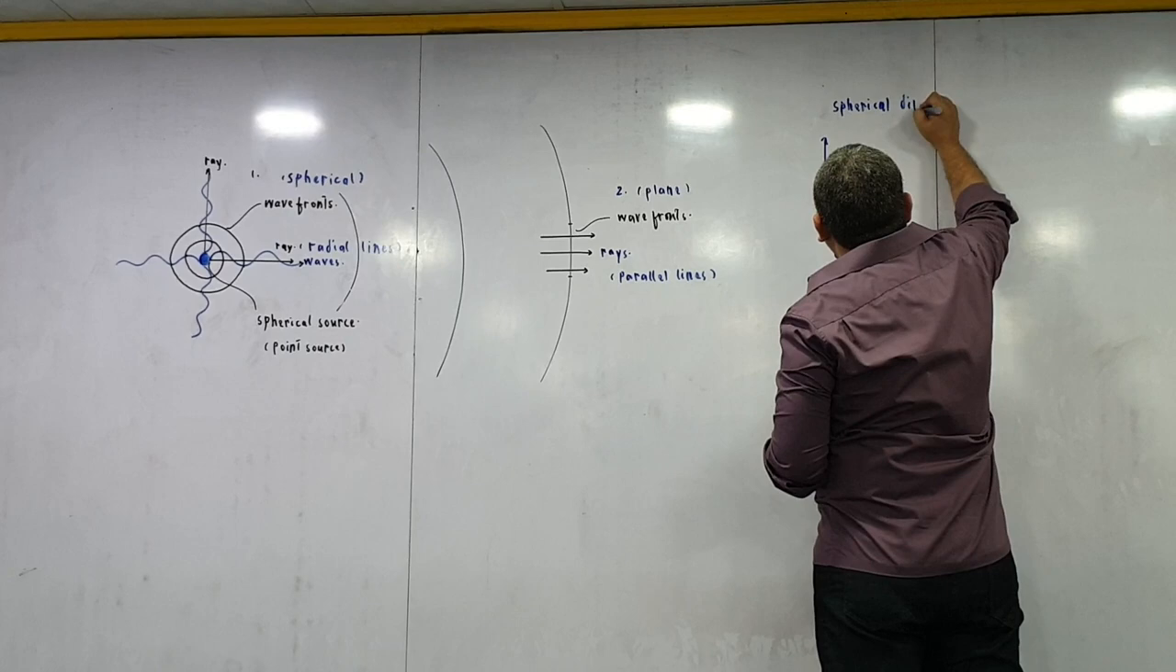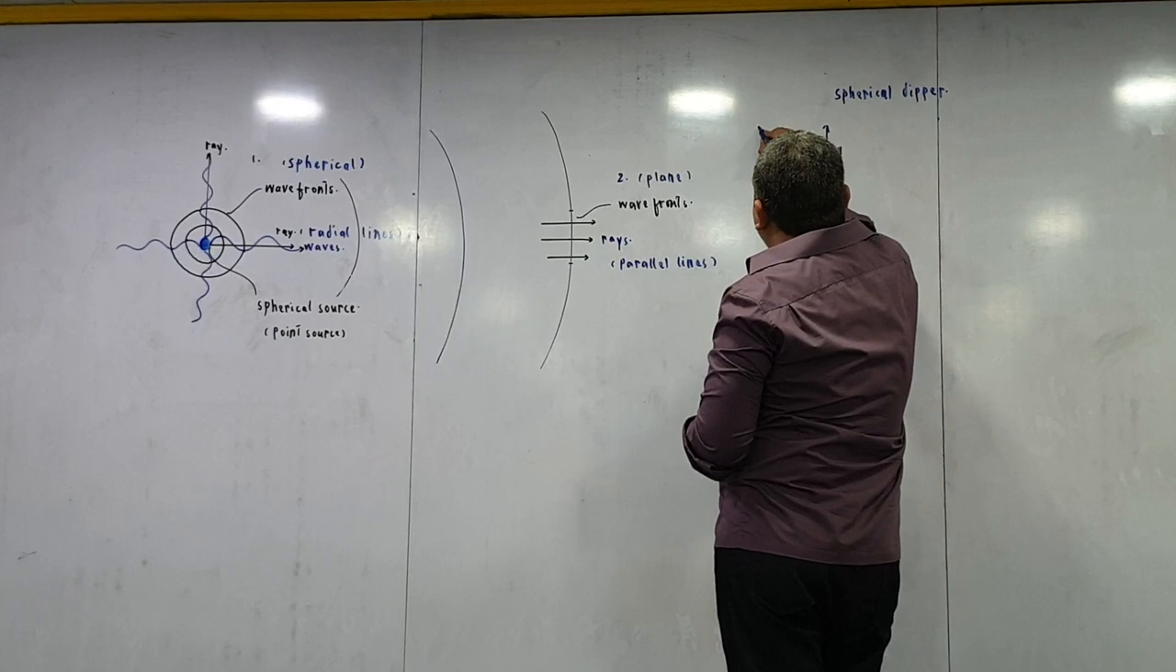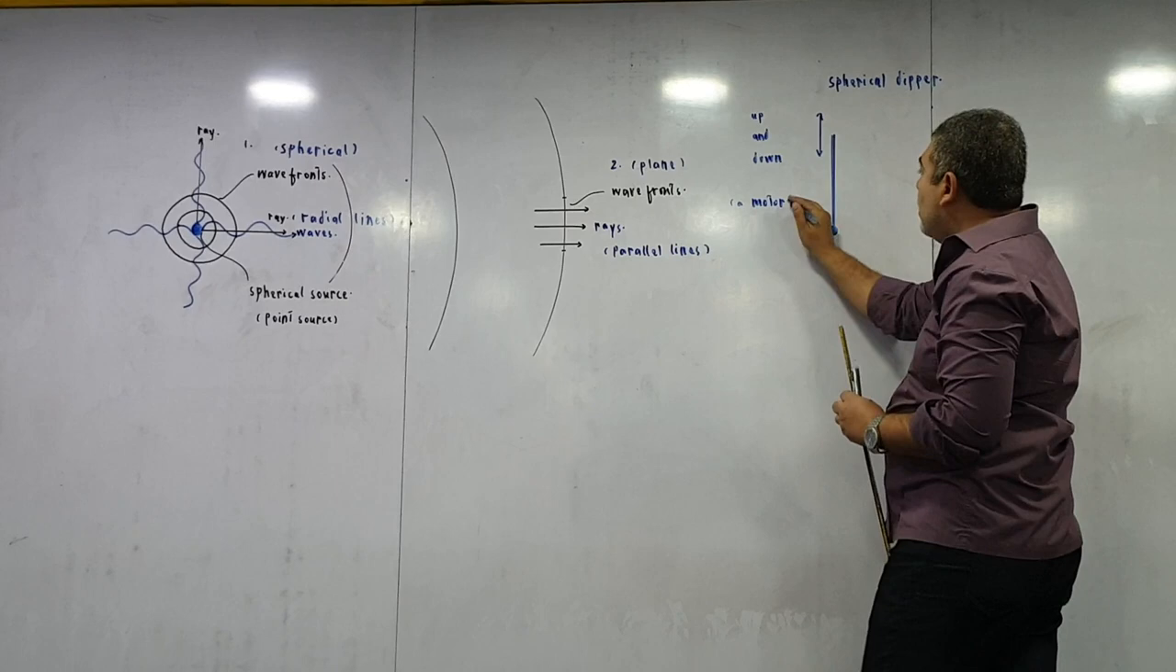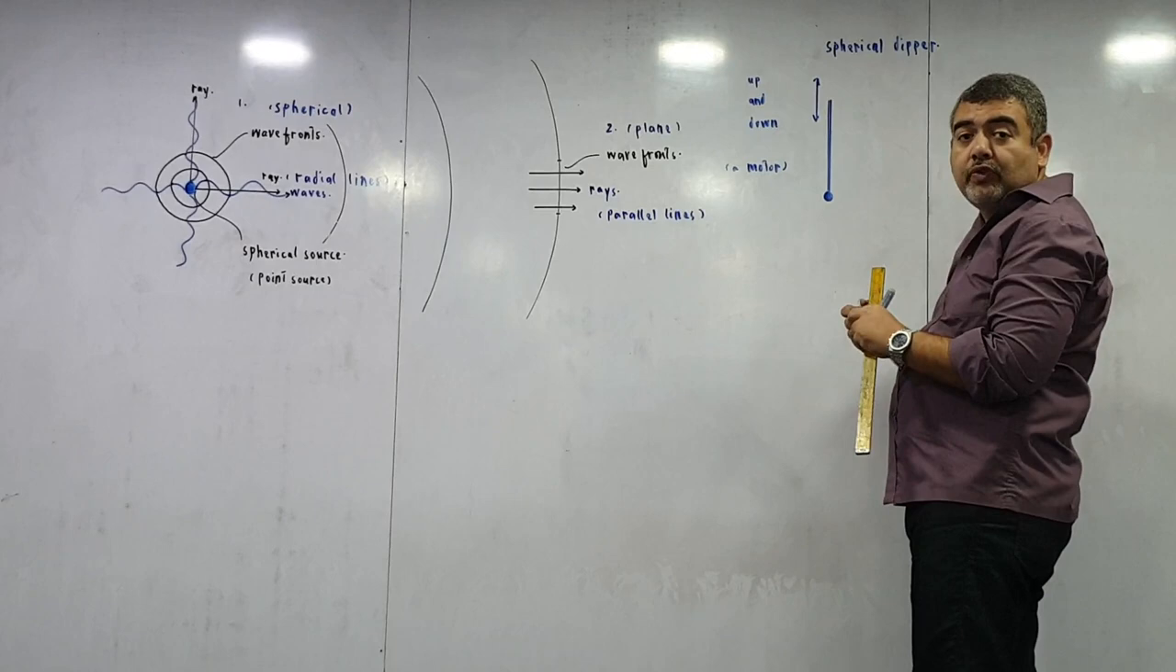This spherical dipper is moving up and down using a motor. So if you have a spherical dipper and this dipper is dipping in water, what will you get? You will get spherical wavefronts like this.